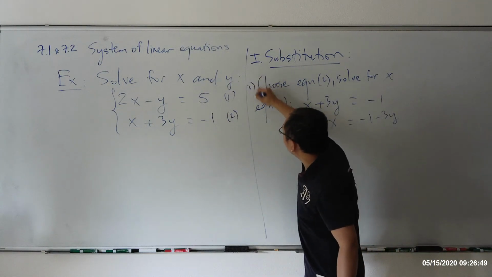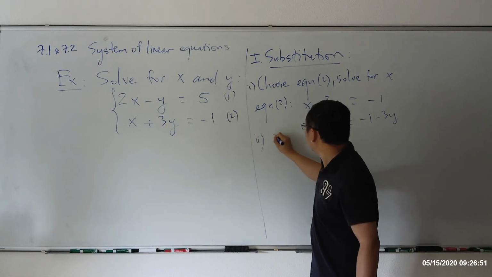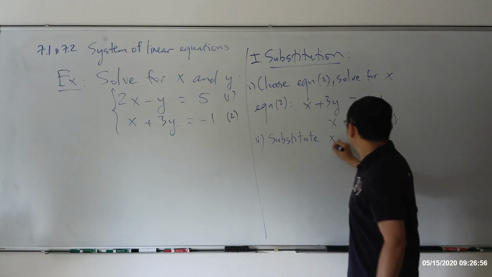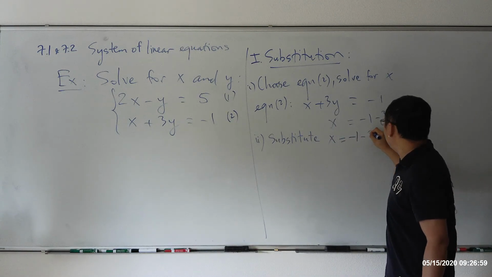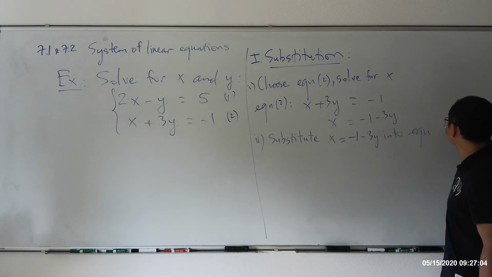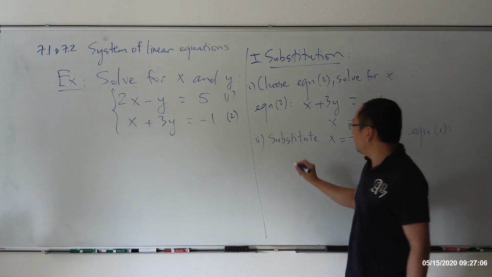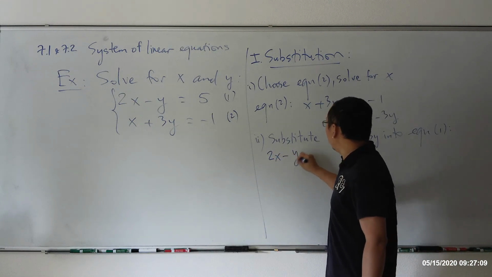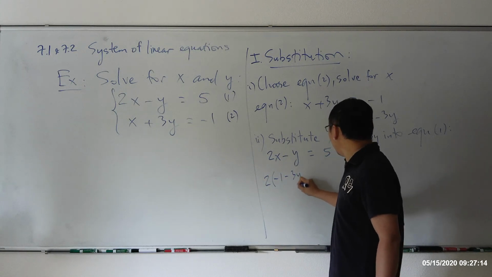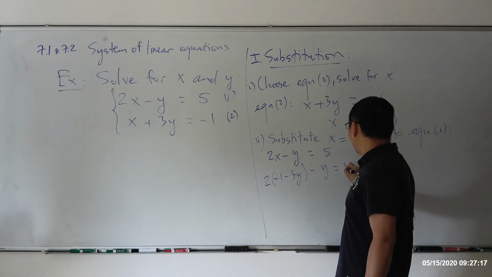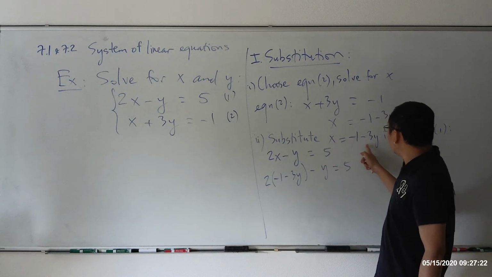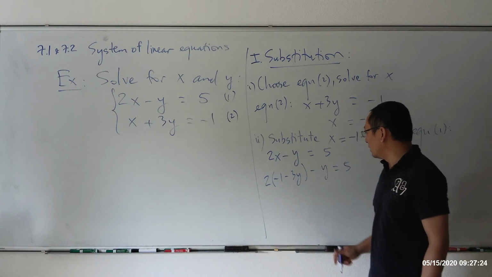So let's call this step number 1. Step number 2, substitute x equal -1 minus 3y into equation number 1. So equation 1 is 2x minus y equal to 5. Now it becomes 2 times (-1 minus 3y) minus y equal to 5. You see what I've done from the first line and second line here? Whenever I see an x, I replace it by -1 minus 3y. I have this. Now we simplify.